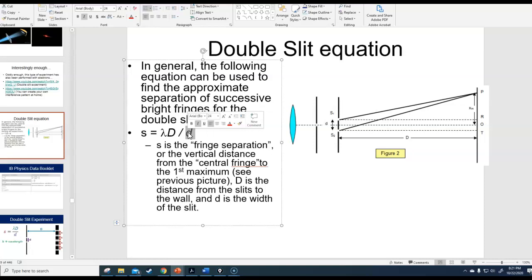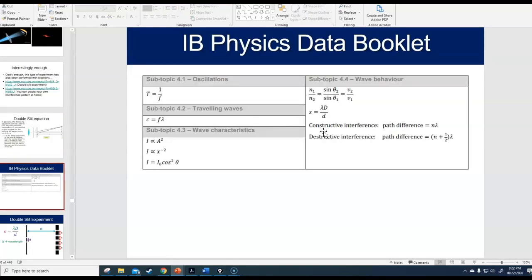In order to do calculations with this equation, you have to make sure that you convert all of the units to the same thing. So if you have millimeters, nanometers, and meters, then two of those you have to convert to meters to get an answer that makes sense. Now we'll do some examples in a second. I do want to point out that this equation is given to you in the data booklet, it's right here, but it's your responsibility to understand what each term in the equation represents.